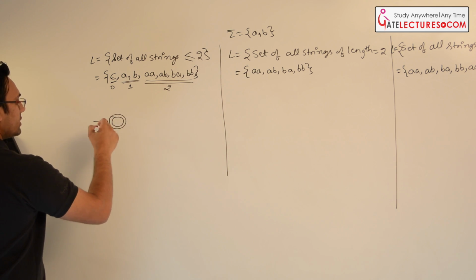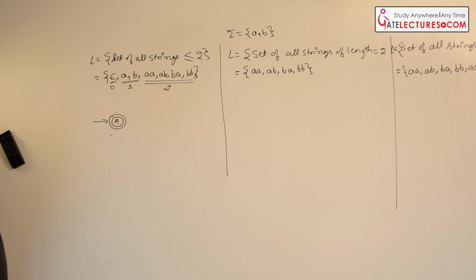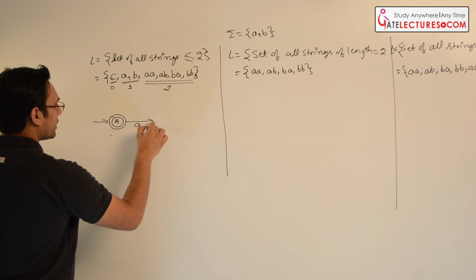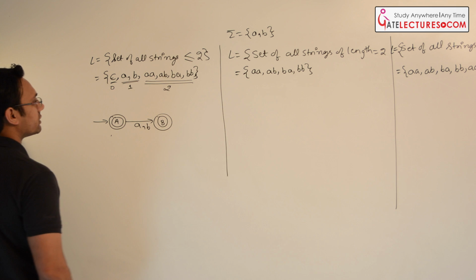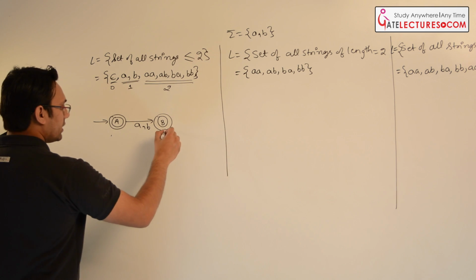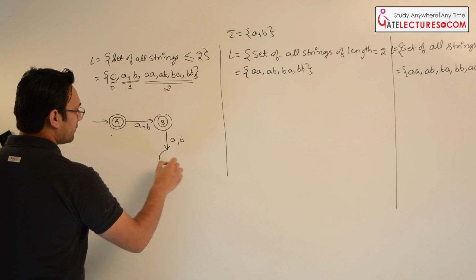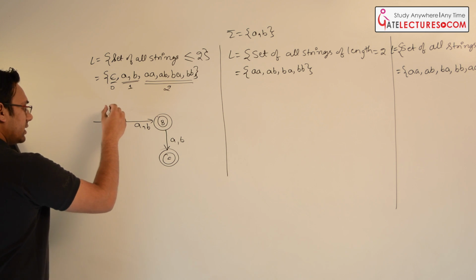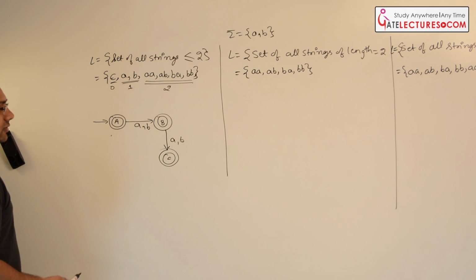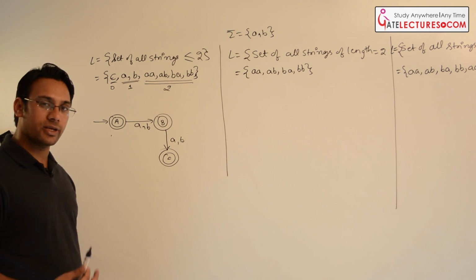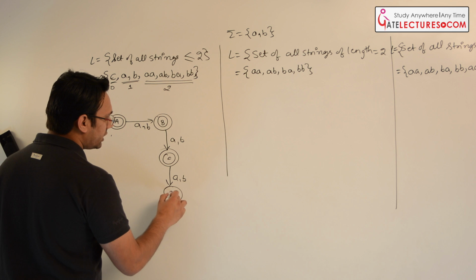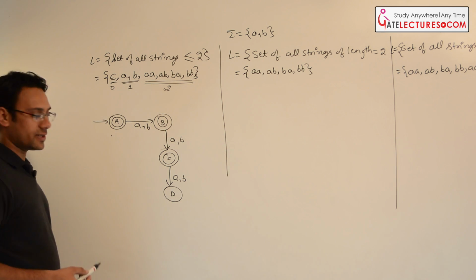Strings of length 0, that means the initial state is a final state, then only we can accept strings of length 0. Okay. If we have single A or single B, then we can go to state B, which is also a final state. If we get single A or single B, then we will go to state C, which is also a final state. Right. So this state is representing strings of length 0, this state is representing strings of length 1, this state is representing strings of length 2, but we should not accept any string whose length is greater than 2. Okay. Therefore, if we get single A or single B, then we will go to state D, which is a trap state in this case.